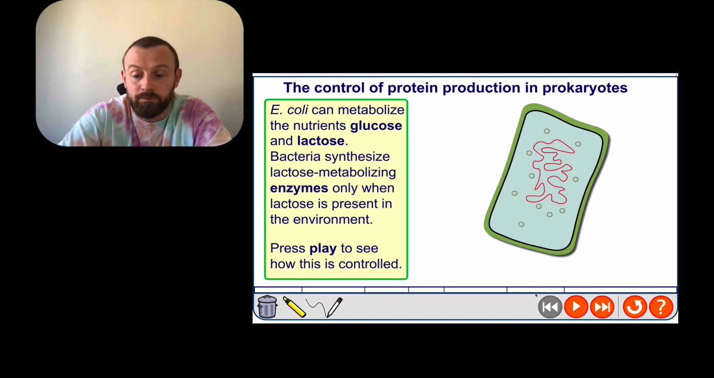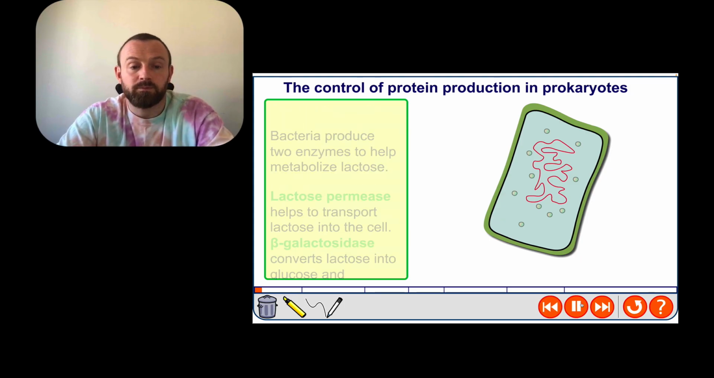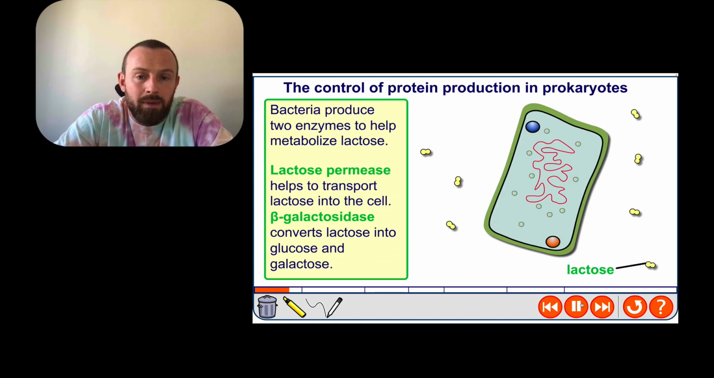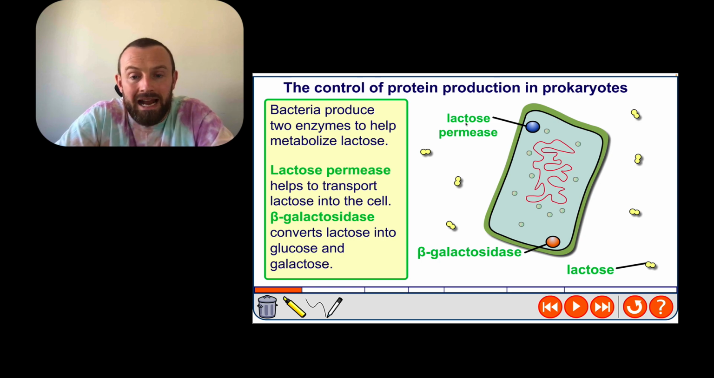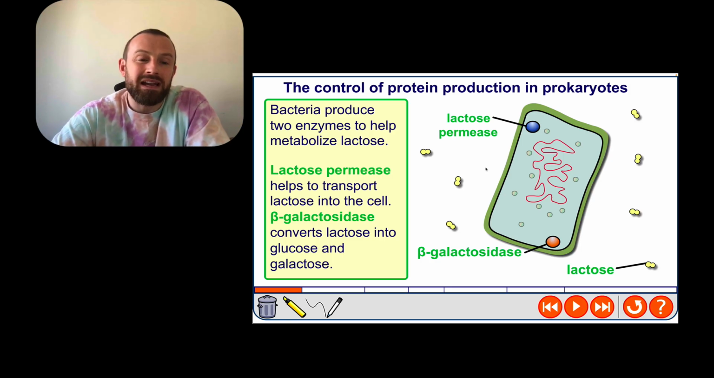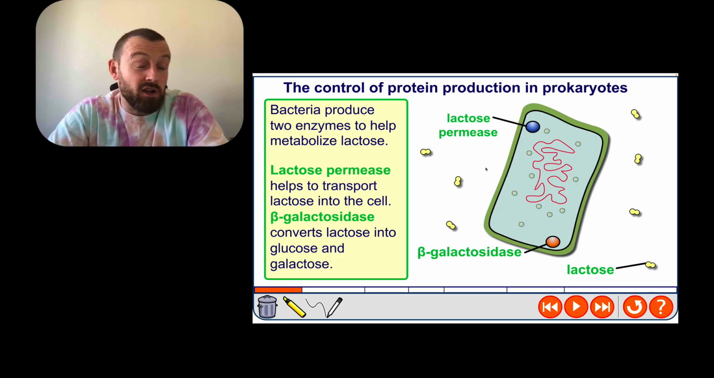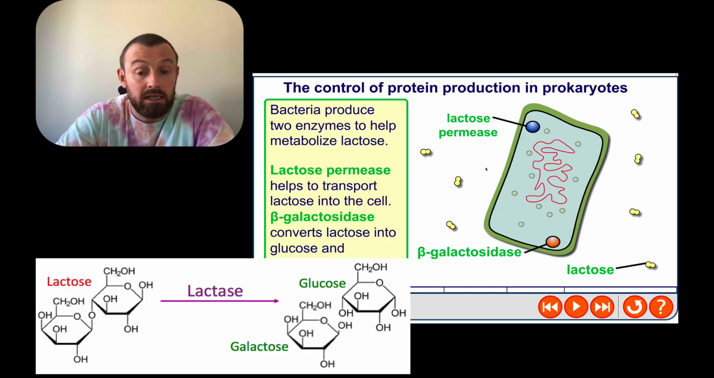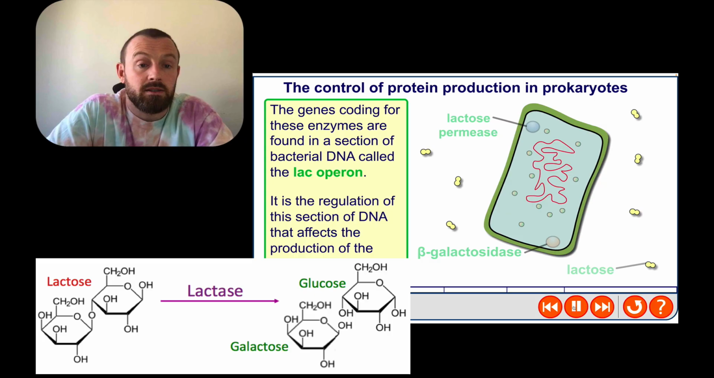So how does this work? The bacteria, in order to break down lactose, needs to produce two different proteins. First of all, it needs to produce a protein called lactose permease, which is a membrane transport protein, and it helps transport lactose into the cell. It's a carrier protein. It also needs to produce an enzyme, beta-galactosidase, which will break down lactose, which is a disaccharide, into the two monomers, glucose and galactose. So let's watch how it does this.